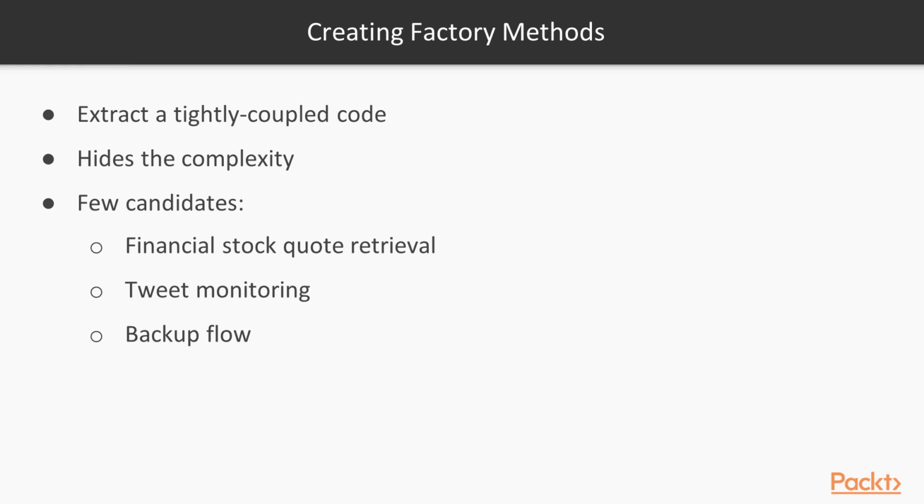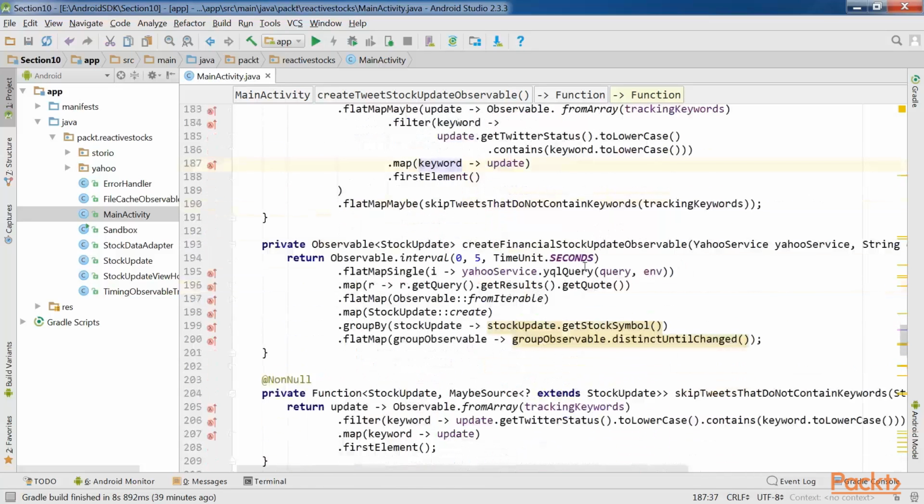In our code, we have a few candidates for that, and all of them create complex observables that produce stock update objects. First one is financial stock quote retrieval from the Yahoo API. Next is tweet monitoring, and the final one is backup flow that reads items from a local database. All of these observables have relatively complex creation code, and they can definitely be reused in other places independently. We'll now learn about the financial stock quote observable.